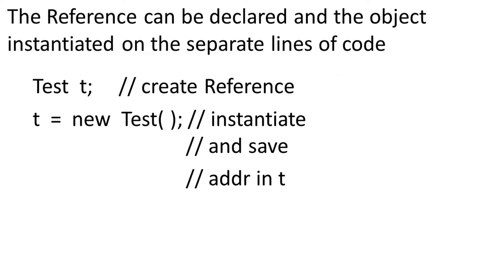The reference can also be declared and the object instantiated on separate lines of code. Looking only at the first line of code, a reference named T is declared for class test. The first line only creates the reference that can hold the memory address of an object if and when it is created. At this point, there is no object, and T contains a null. Since there is no object, any attempt to perform operations on T will result in a null pointer error.